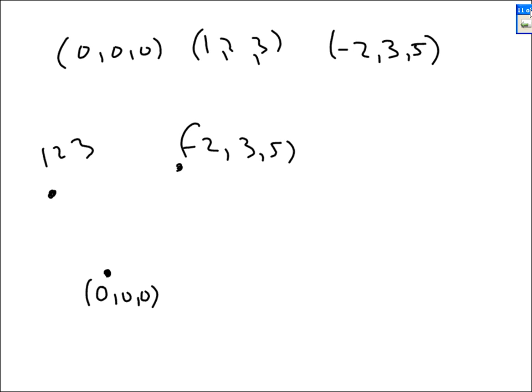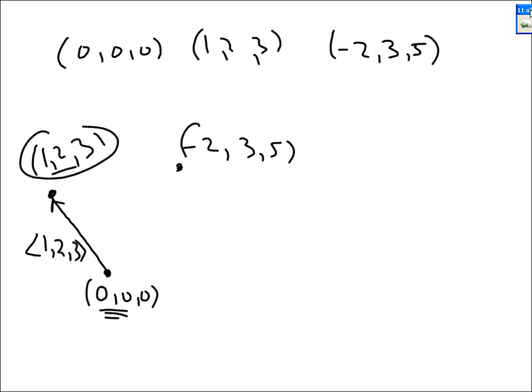So here are 3 points. If I can calculate that vector, it's very simple to do head minus tail. In fact, this is their vector component: 1, 2, 3. And there's another vector. Since the tail is at the origin, the other vector is just negative 2, 3, 5. So I have 2 vectors, call them u and v.